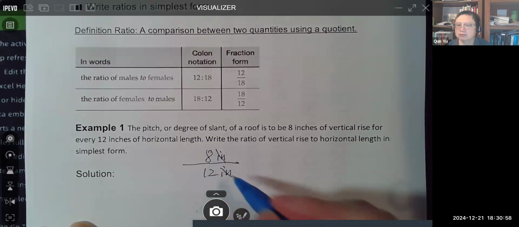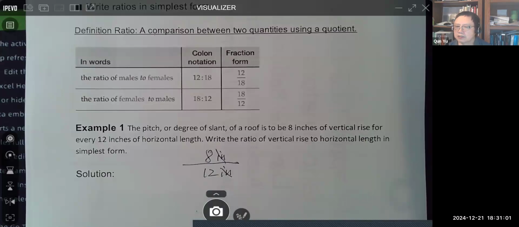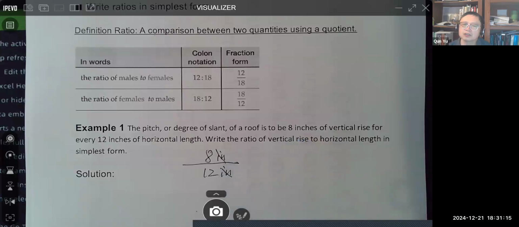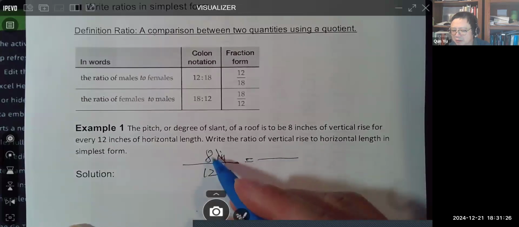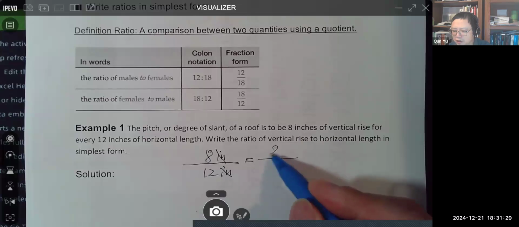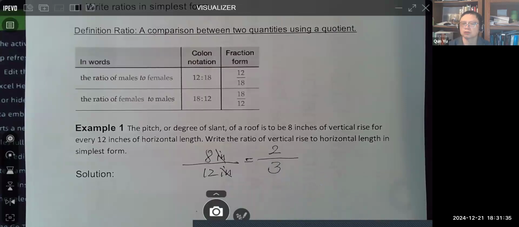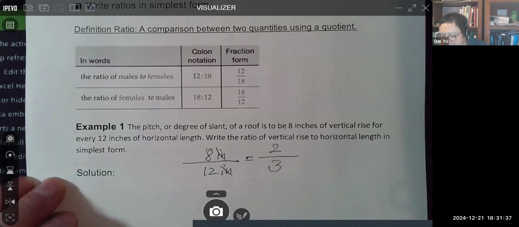These two units cancel. When you write a ratio, we assume you're going to have the same units. That's why sometimes we don't even bother to write the units, because they are the same. In case they are not the same, for example, if one is in inches and the other in feet, you have to do some conversion so that they have the same unit. It doesn't matter which unit, but they need to be the same. To simplify, both numbers can be divided by 4. 8 divided by 4 is 2. 12 divided by 4 is 3. That's a 2 to 3 ratio. So that's the solution.